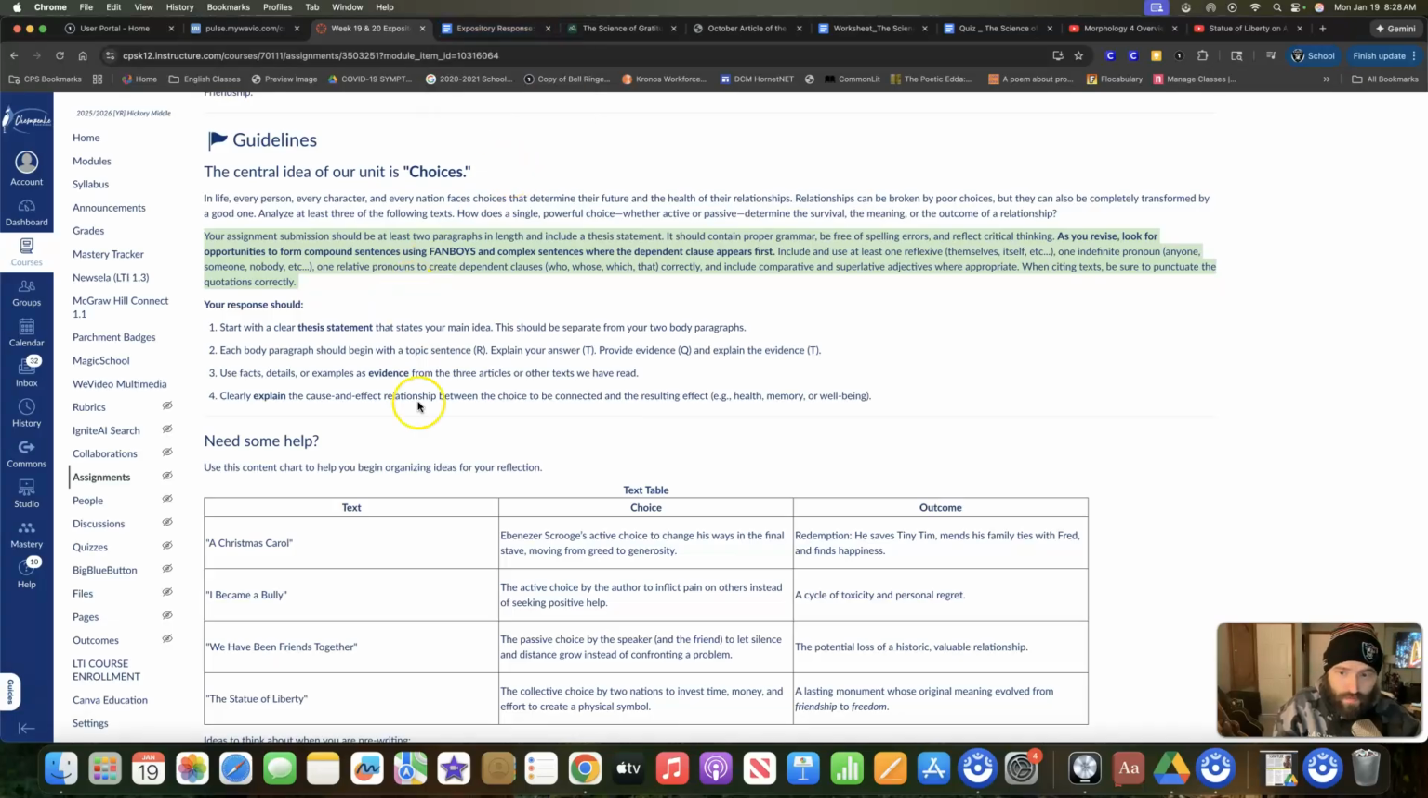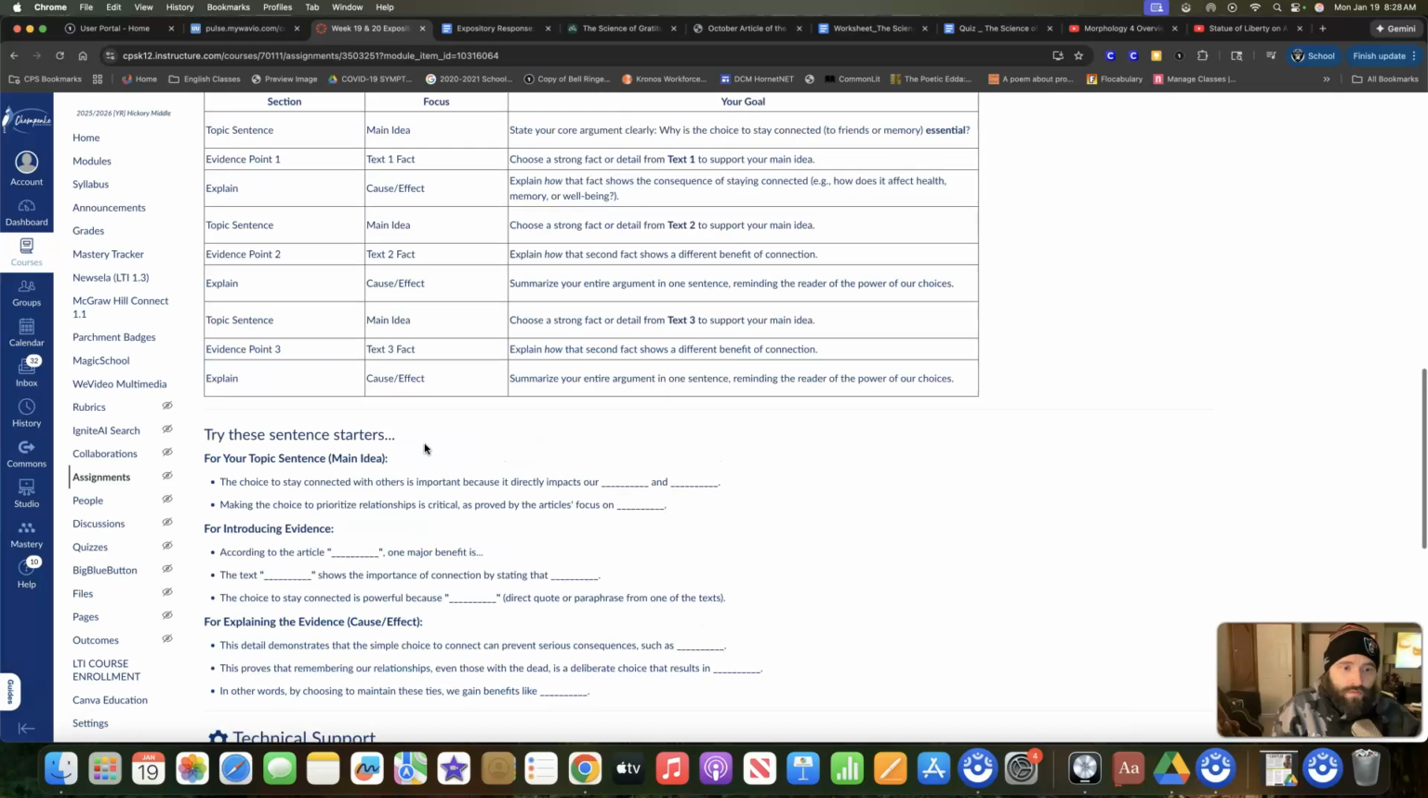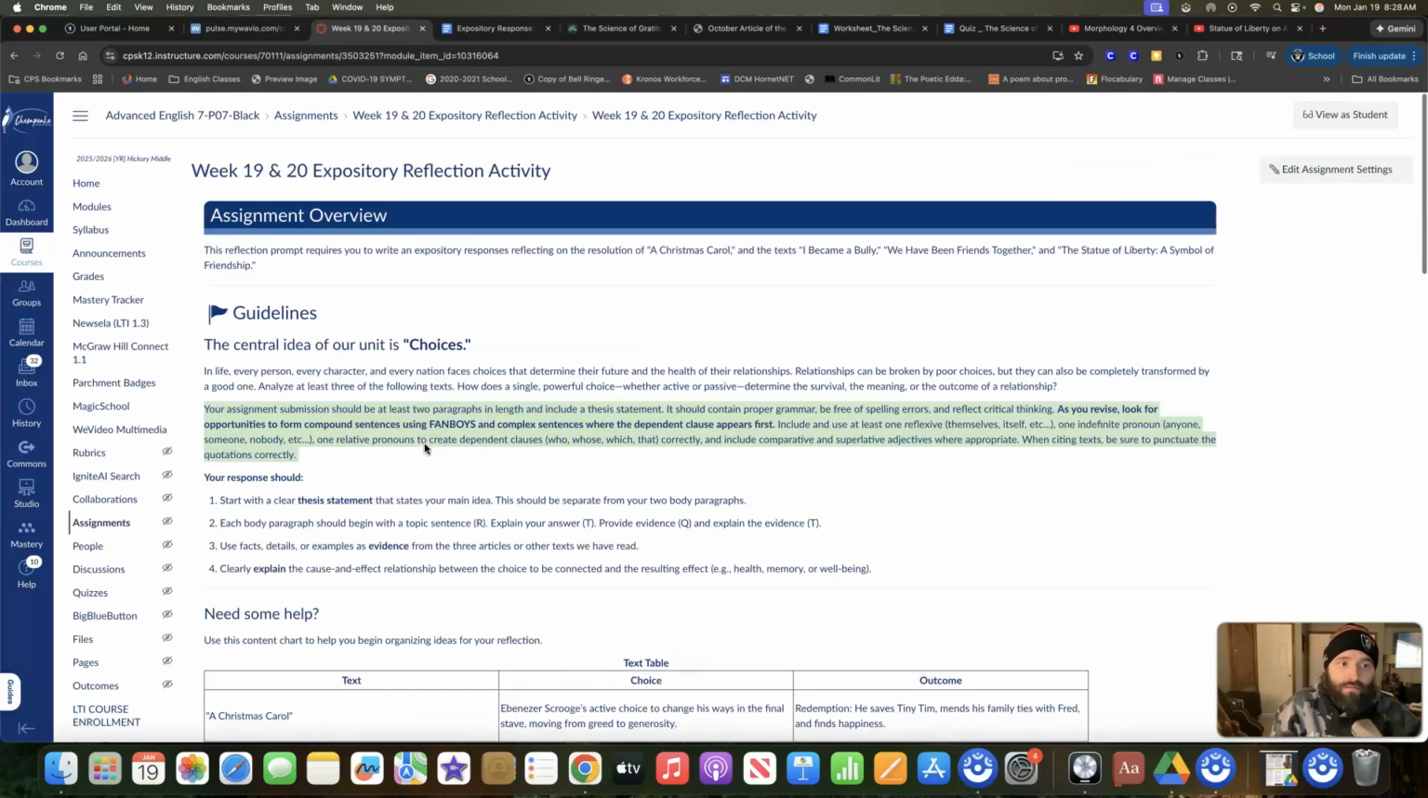Now, with this, it's a lot to look through, right? So in life, every person, every character, every nation faces choices that determine their future and the health of their relationships. Relationships can be broken by poor choices, but they can also be completely transformed by a good one. Analyze at least 3 of the following texts. We're really just going to be looking at 2 of them. But how does a single powerful choice, whether active or passive, determine the meaning or the outcome of a relationship?